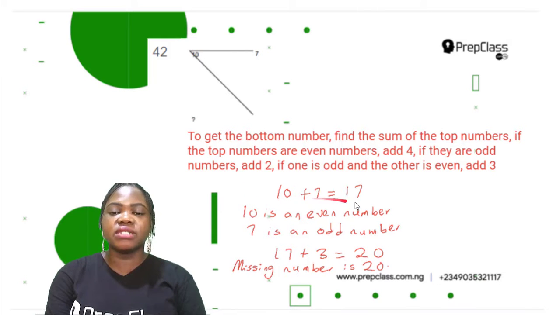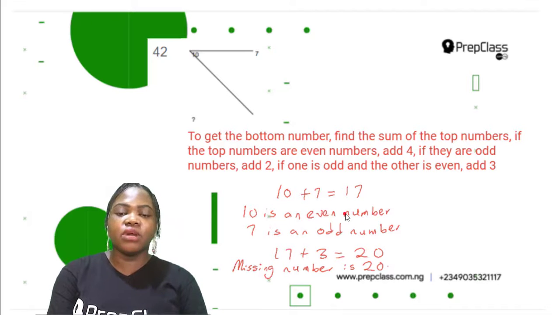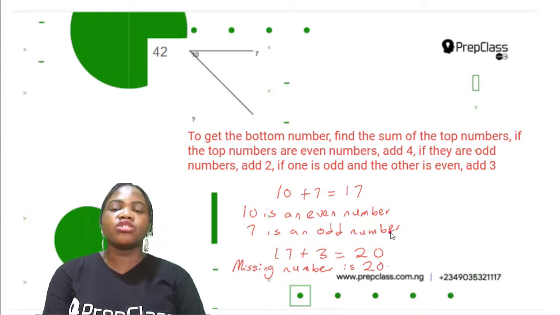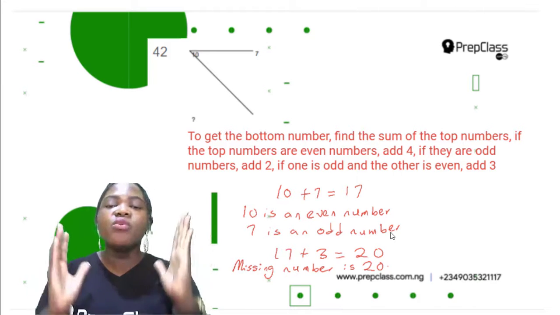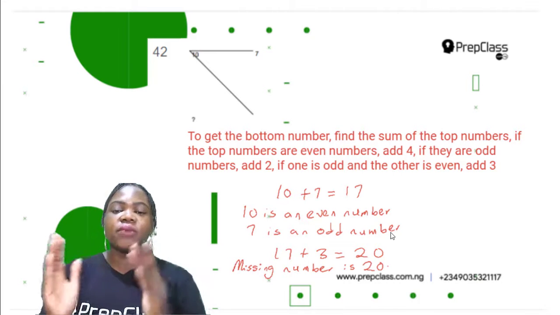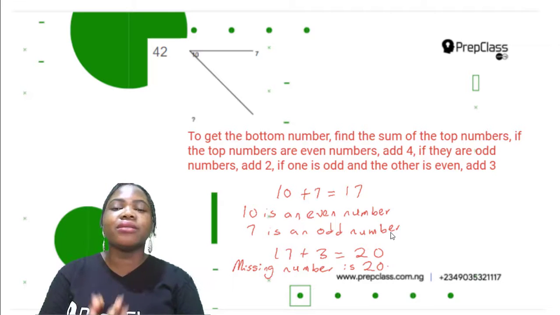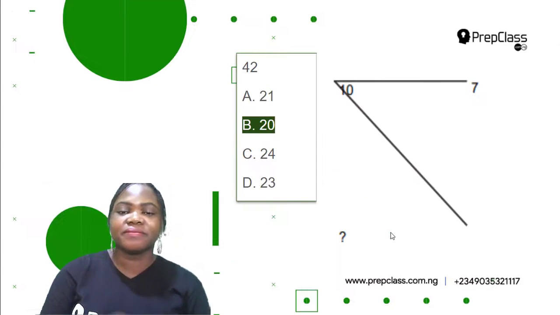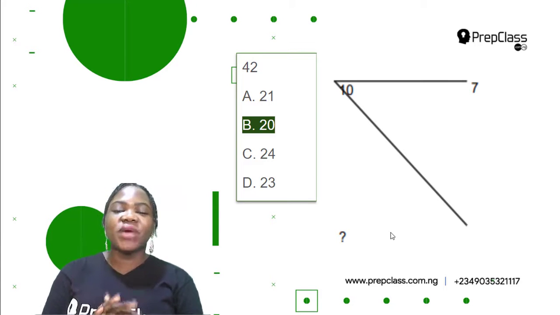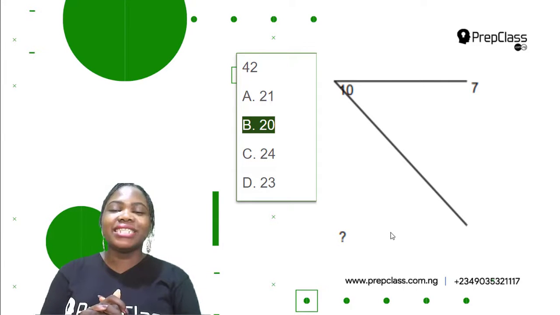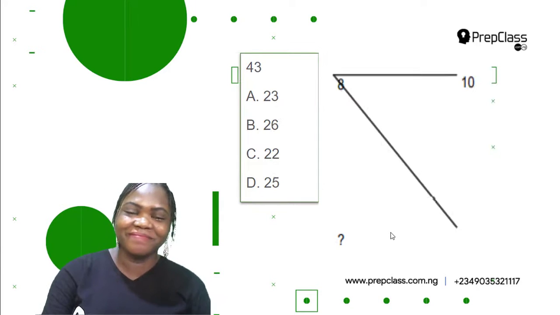So 10 plus 7 is what? 17. Then 10 is an even number, 7 is an odd number. So what do we do when one is an odd number and the other is an even number? We add 3. So 17 plus 3 is 20. So the missing number here is 20. So which of the options is correct? A is 21, B is 20, C is 24, D is 23. Of course, the correct option is B, 20.